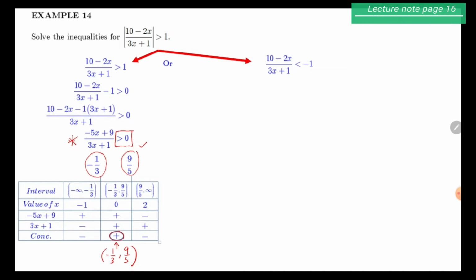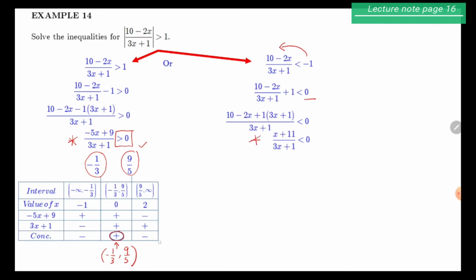Now we can move to our right side of the inequality. So we have here (10 minus 2x) over (3x plus 1) less than -1. To solve this inequality, we need to bring the -1 to our left side. So we have (10 minus 2x) over (3x plus 1) less than 0. So now we have 0 on our right side of the inequality. Now we can equate the denominator so that we have a single fraction: (x plus 11) over (3x plus 1) less than 0.